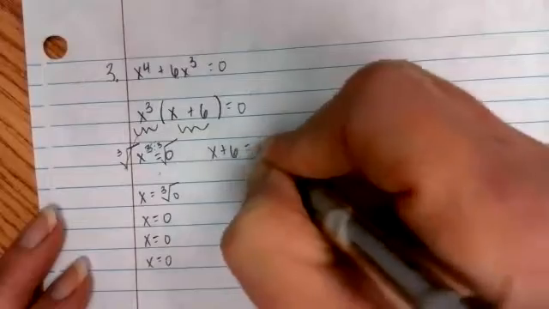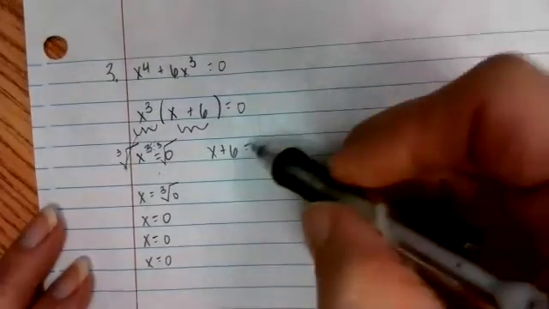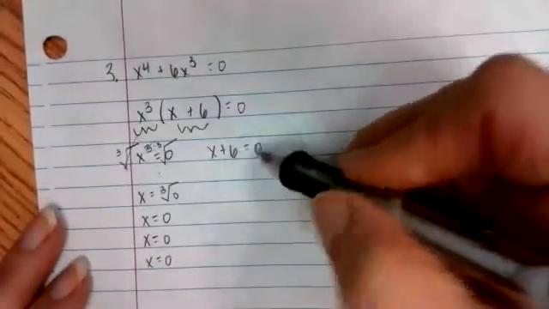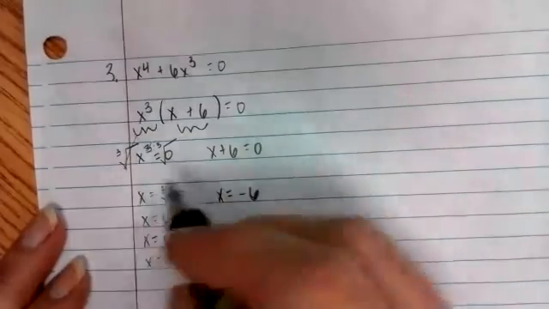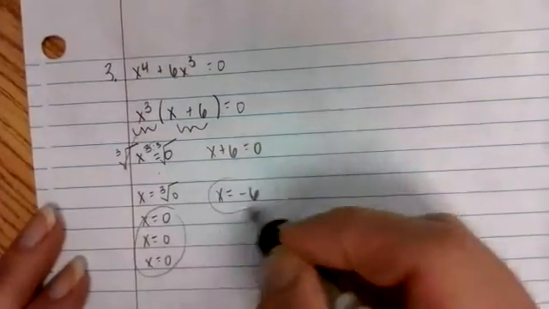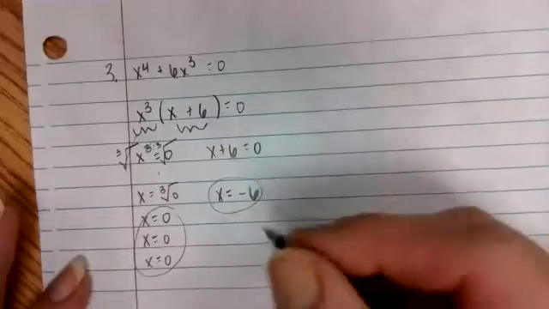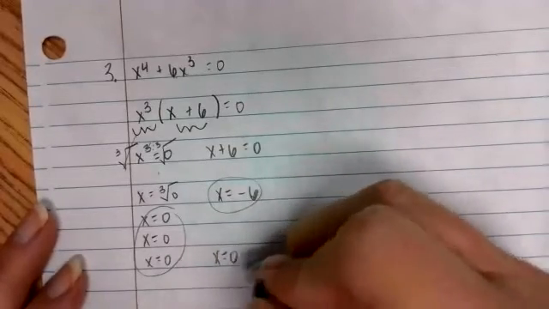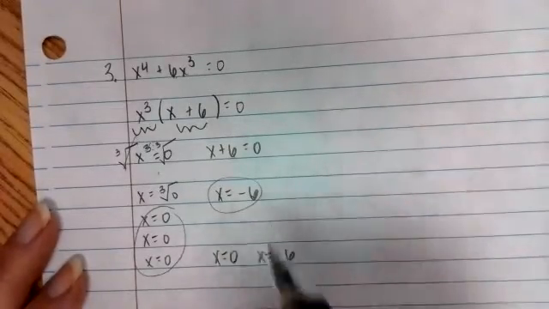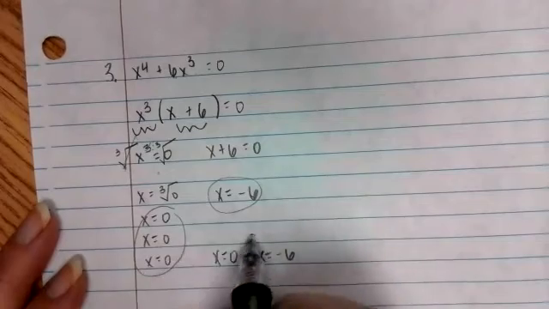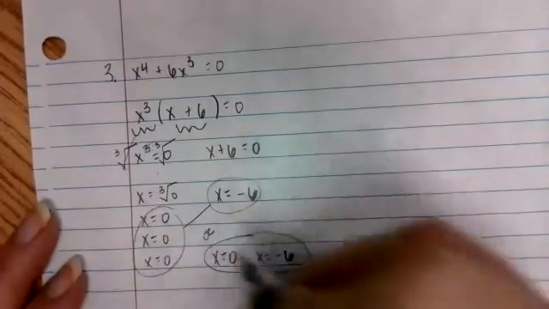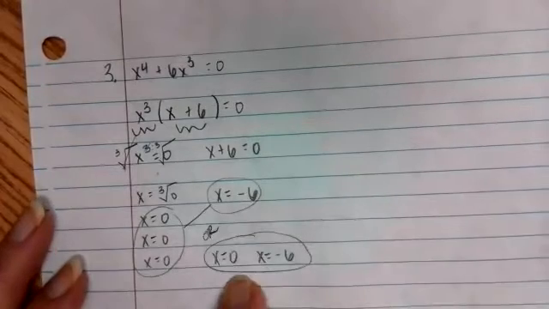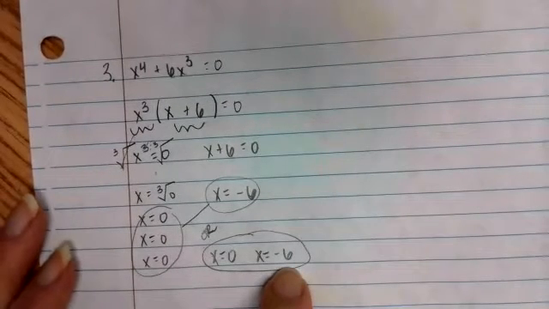My other factor is x plus 6. I'm going to set that equal to 0. Solving this one for x, if I subtract 6 from both sides, x equals negative 6. So here are my 4 solutions. I only need a minimum of these 2. You can either write all 4, or I can just say x equals 0 and x equals negative 6.